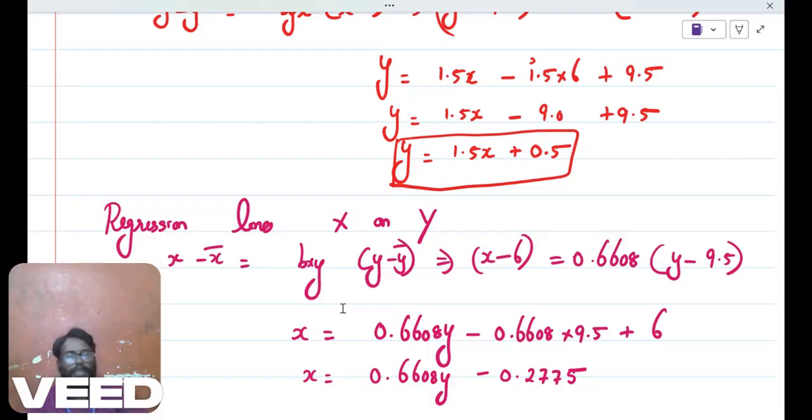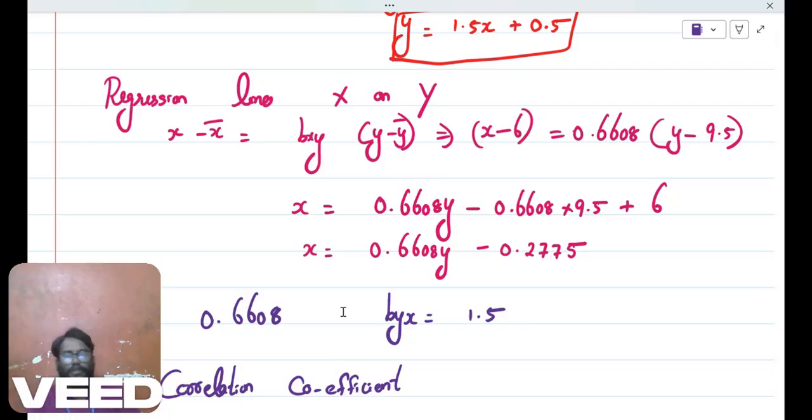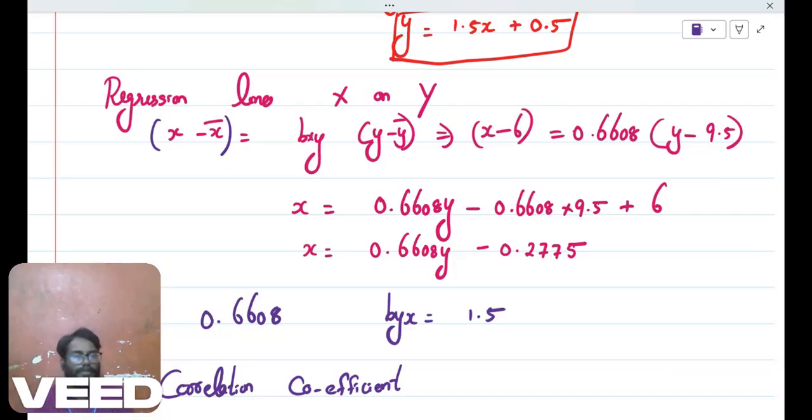Similarly, for the regression line x on y, the formula is x minus x bar is equal to b of xy into y minus y bar. If you substitute, we get x minus 6 is equal to 0.6608 into y minus 9.5. On simplification, we get x is equal to 0.6608y minus 0.2775. So these are the two regression lines.